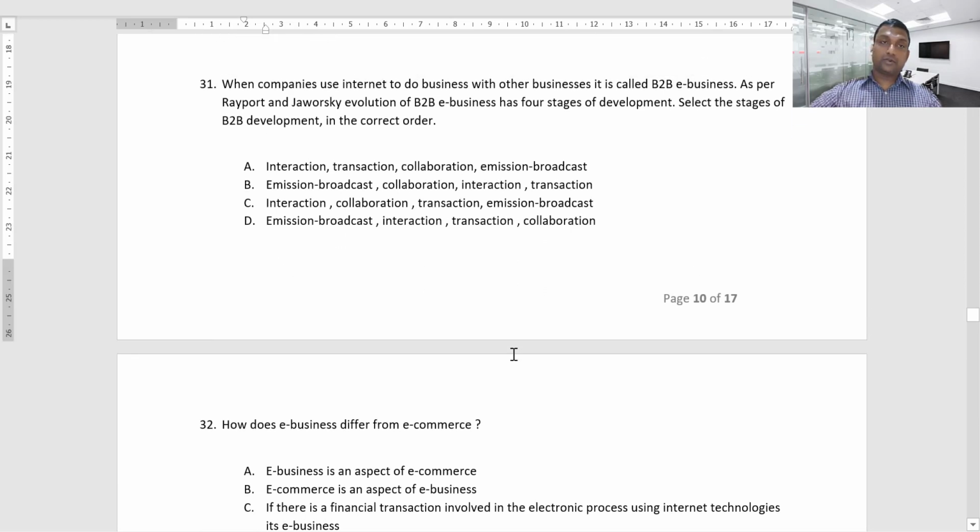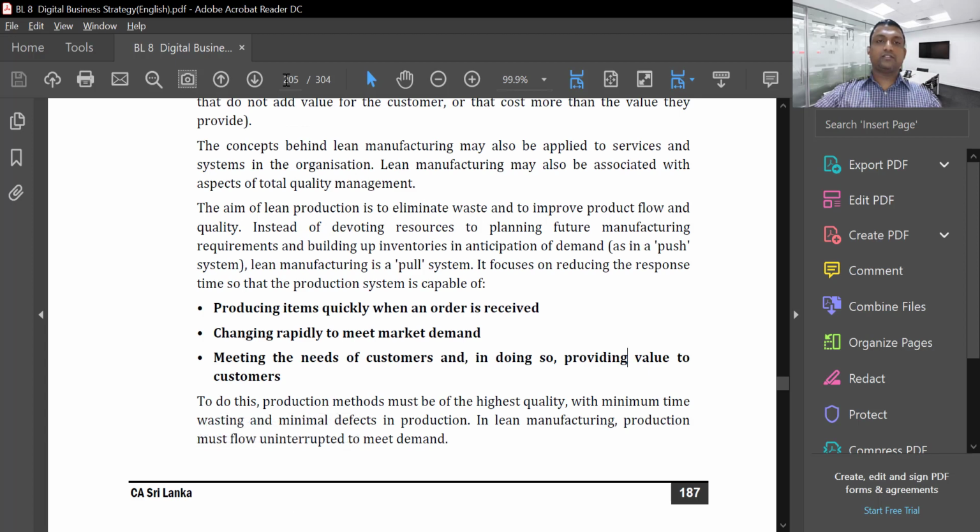Question number 31. When companies use the internet to do business with other businesses, it is called business to business e-business. As per Rayport and Jaworski, the evolution of business to business e-business has 4 stages of development. Select the stages of business to business development in the correct order. So let's have a look at how it is discussed in the book.